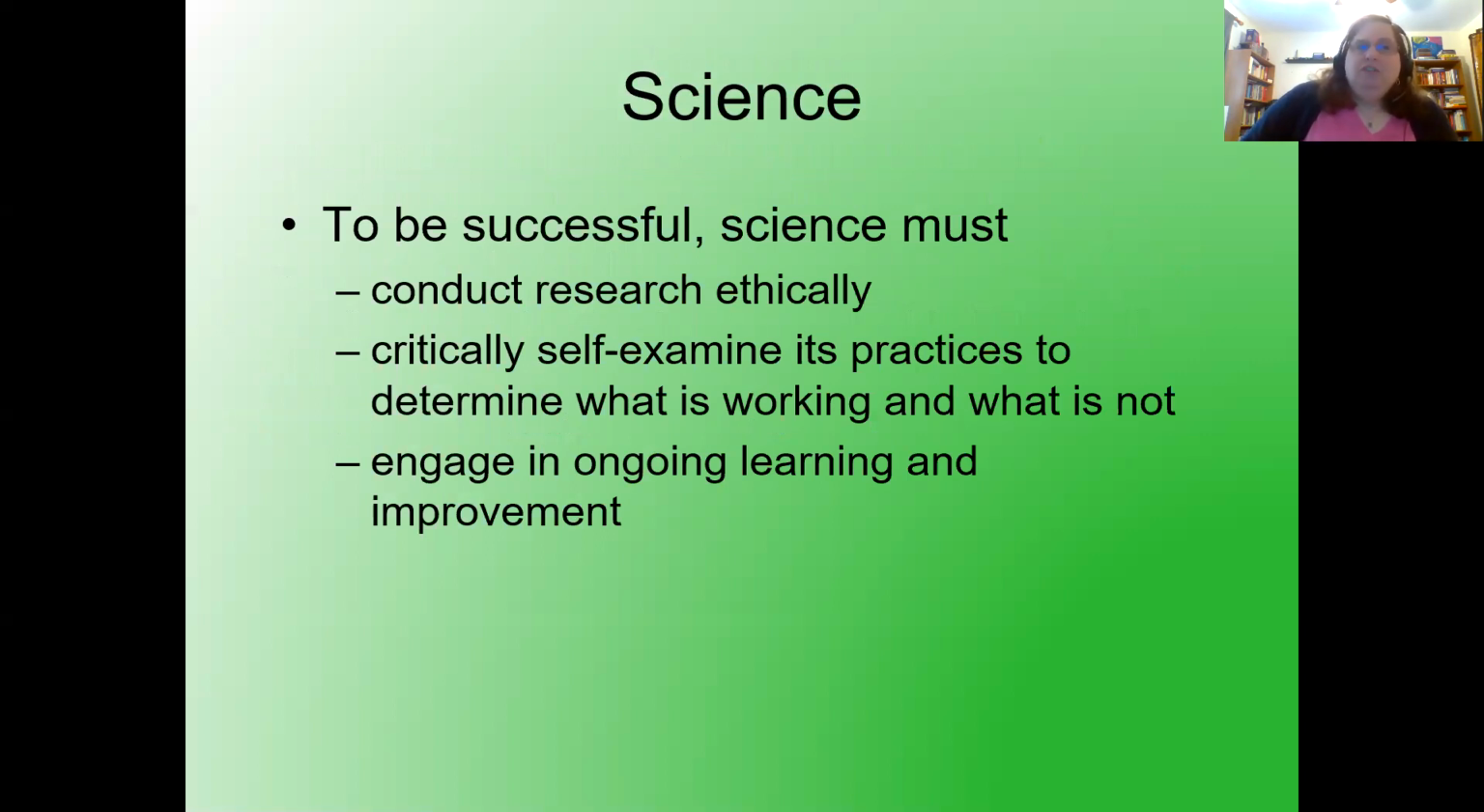So in order to be successful, science also must conduct research ethically. We're going to have a whole conversation about ethics as we press forward. We're going to talk about that together. In order to be successful, science must also critically self-examine its practices to determine what is working and what is not, and engage in ongoing learning and improvement.